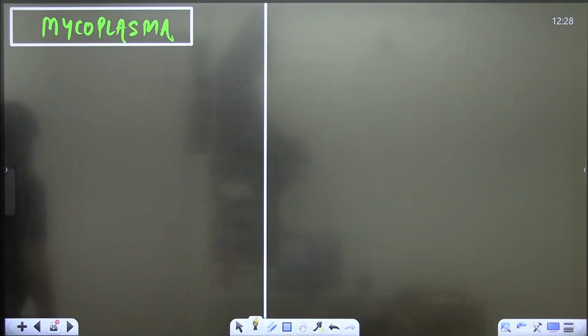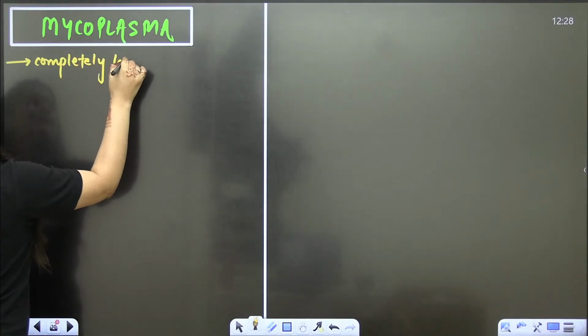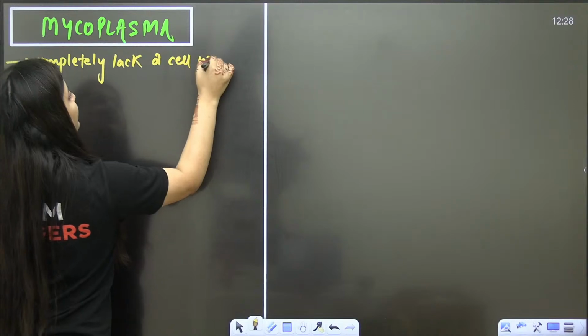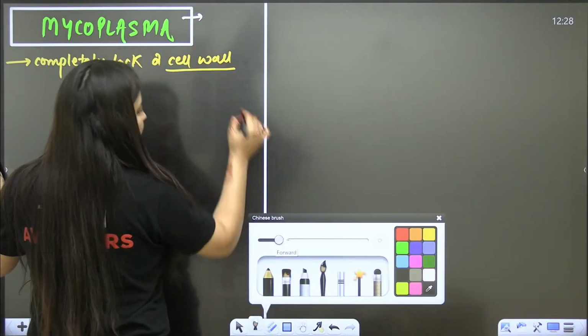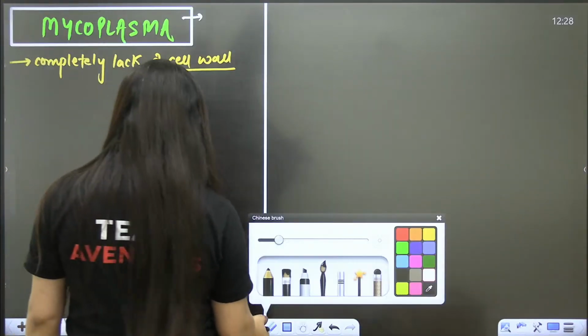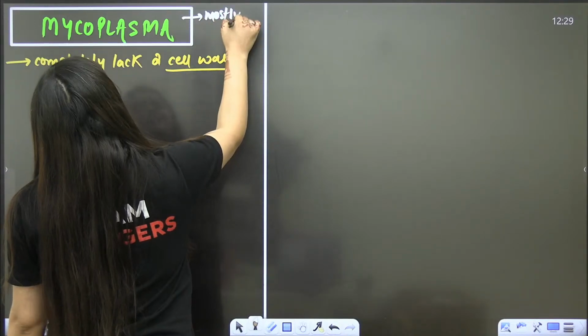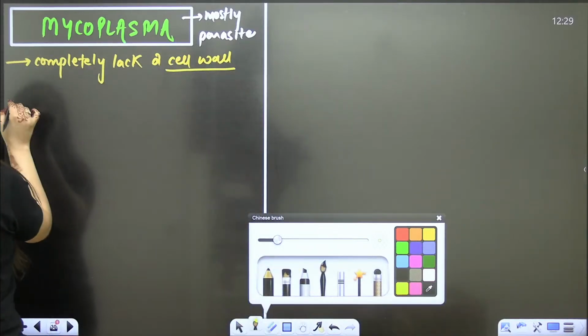It's a type of eubacteria. It is the organism that completely lacks a cell wall. It's the only bacteria which does not have a cell wall. Is that clear? Okay. Right, it does not have the cell wall, and it is mostly parasitic.